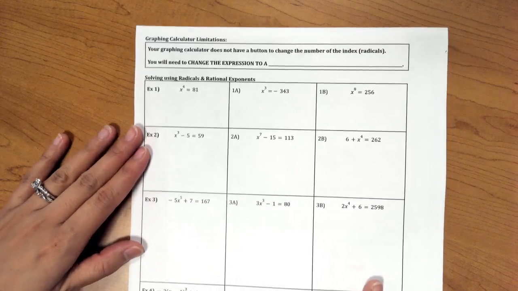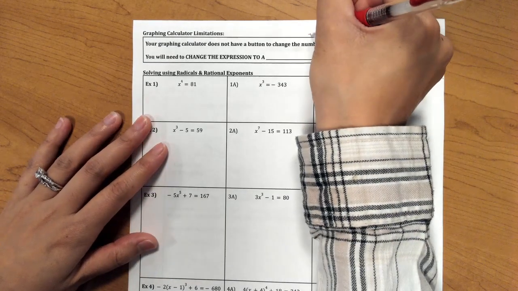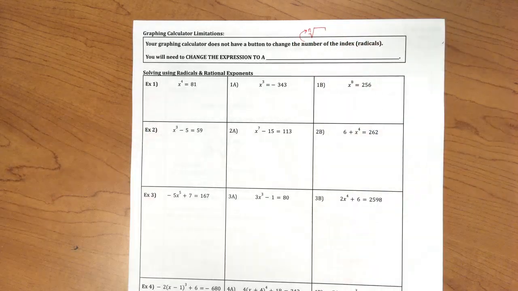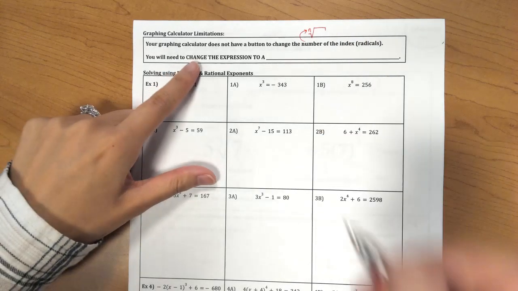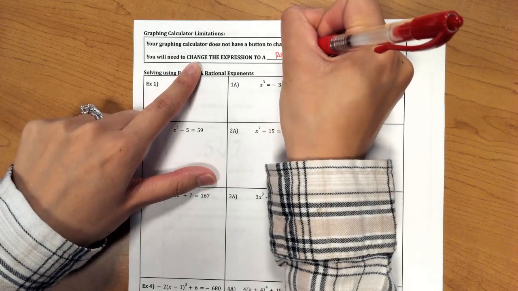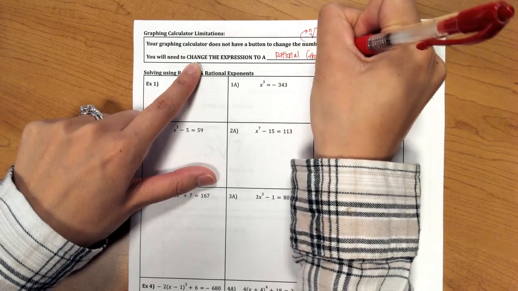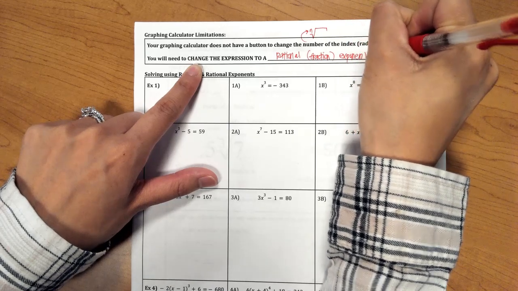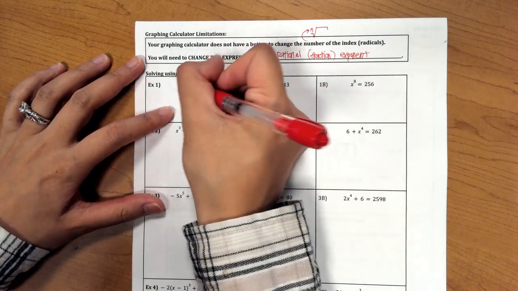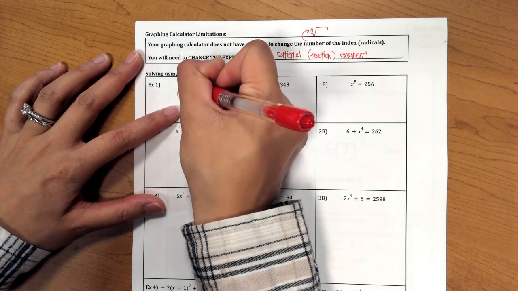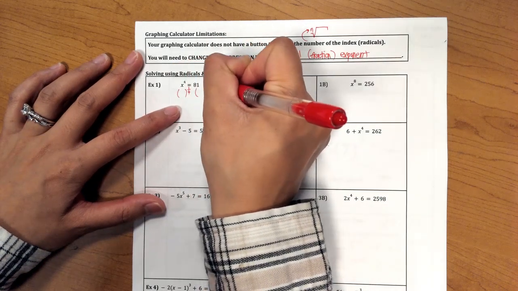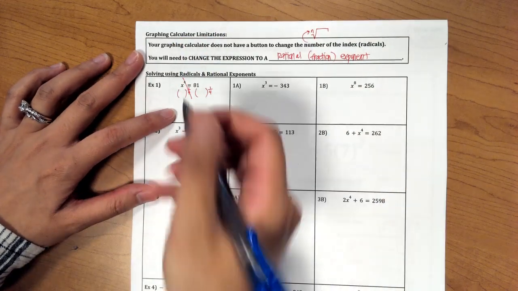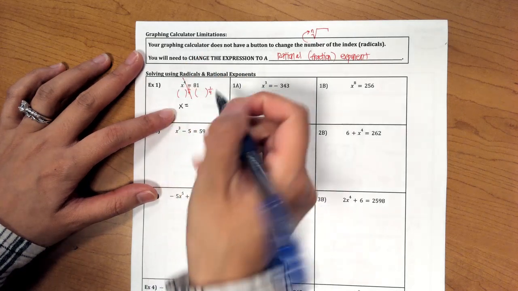So, graphing calculator limitations. Remember, I talked about this real quick, where the number of the index, we can't change it, okay? Not easily at least. So instead, we'll use a rational exponent, which is a fraction. That means to cancel out the x to the 4th power, I'm going to do x to the 1/4 and to the 1/4. These two cancel out. That's the whole purpose of doing this. And right now, I'm just going to write out what I get.